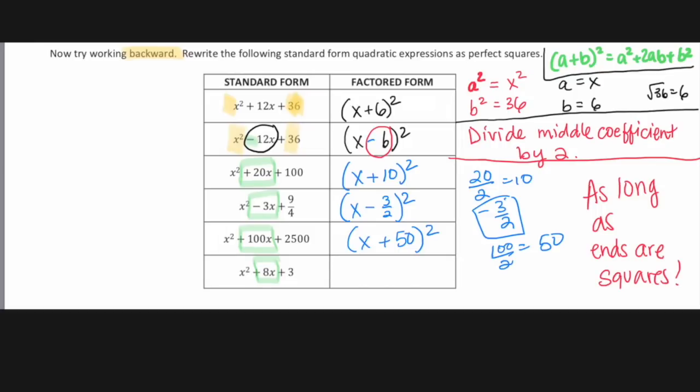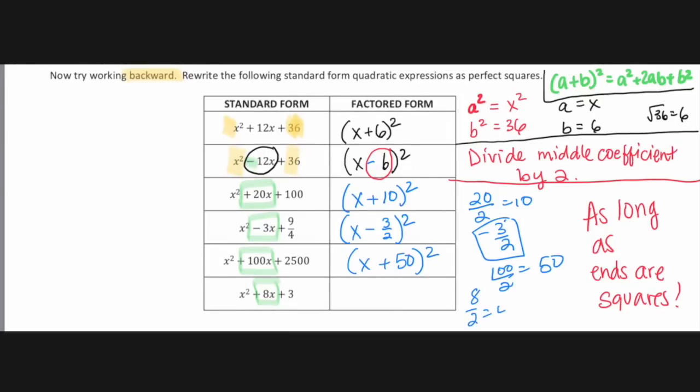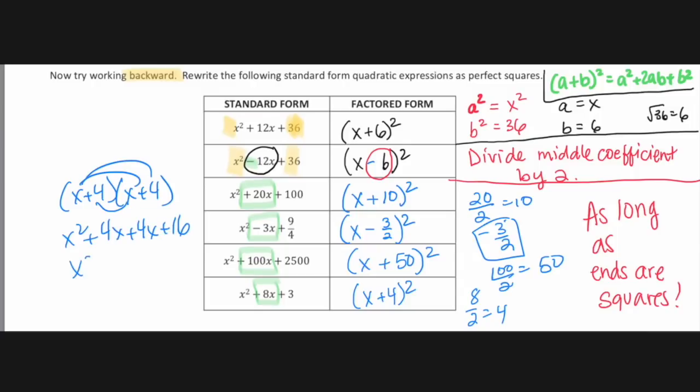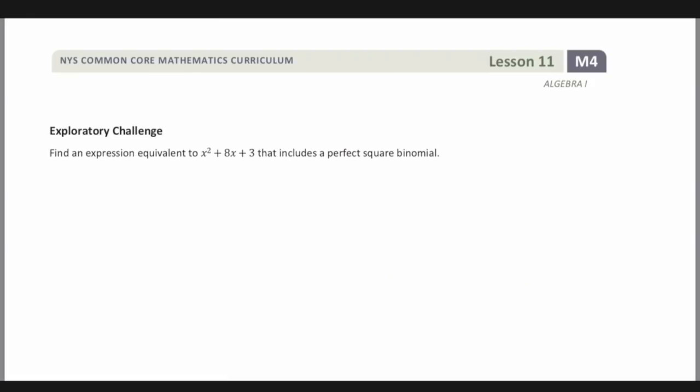So when I look at my very last problem here, I notice right away that that 3 is not a perfect square. So even if I divide that 8 by 2, it's going to give me a 4, and there's no way this is going to work out. I'm going to go ahead and multiply it anyway just so you can see that it doesn't work out. But again, if your ends are not squares, it won't work out. Not the way we know it. And this is why we're going to learn a brand new method called completing a square, or completing the square.